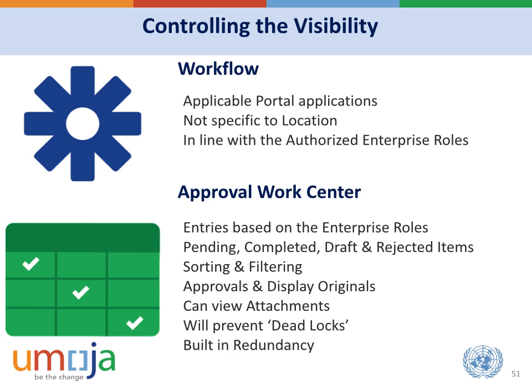certify that particular transaction. An approval work center is kind of like an inbox, like your mail inbox, where all the approval entities related to your enterprise role assignment are brought in. It also shows you pending, completed, draft, and rejected items. It gives you the functionality of sorting and filtering. It also gives you all the approved transactions, and is able to display the documents as they have been submitted by the staff member or the initiator. You can view all the attachments, and it will also prevent deadlocks.